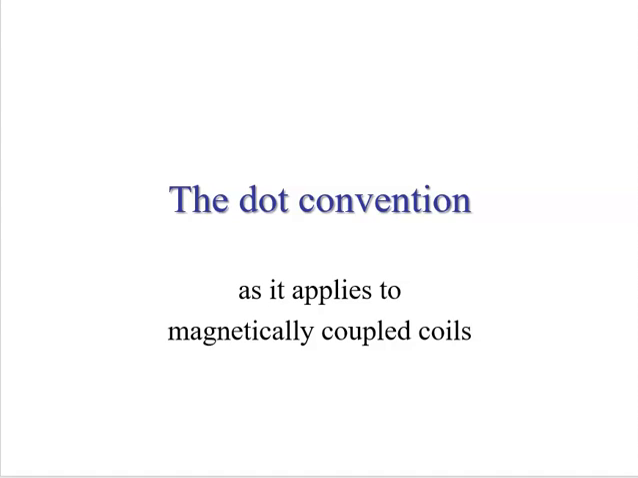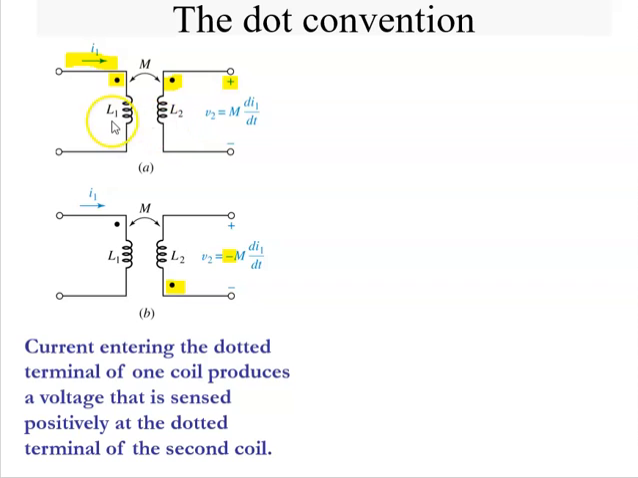Let's take a look at the dot convention as it applies to magnetically coupled coils. If we have these two magnetically coupled coils, we have current I1 flowing into this dotted terminal. That means there's going to be a voltage sensed at this magnetically coupled coil at the dotted terminal. So this current flowing into L1 will produce a magnetically induced voltage V2 across coil L2 with the positive reference at the top where the dot is.